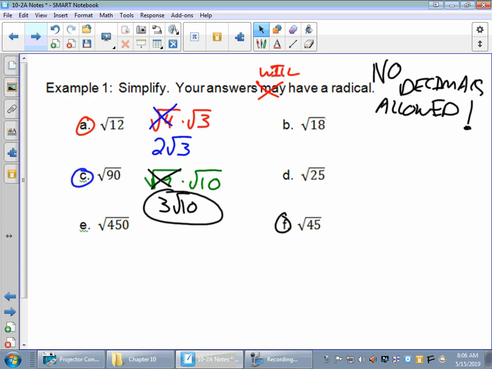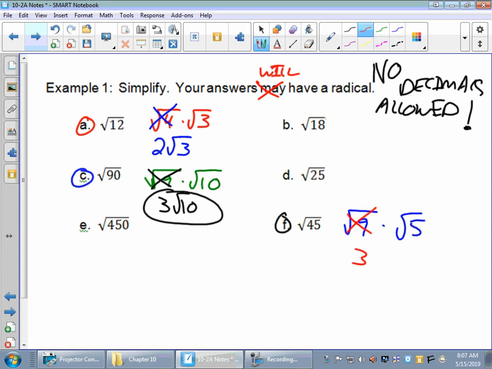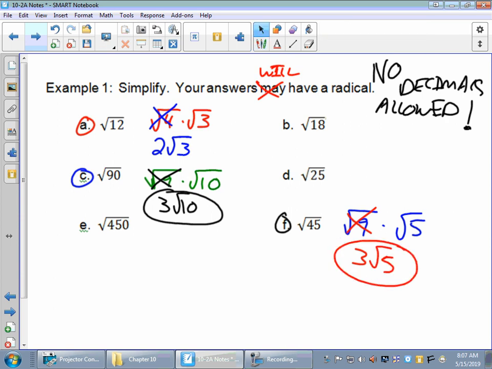Again, I'm going to use 9 because 9 is a factor of 45. So I'm going to go square root of 9 times the square root of 5. And then we're going to break that down because we know we've got a perfect square here, which is 3. Square root of 9 is 3, and it would be times the square root of 5. And that's how we break those down. Okay? You can try the other ones on your own, but that's kind of the way we would simplify these things. Okay?